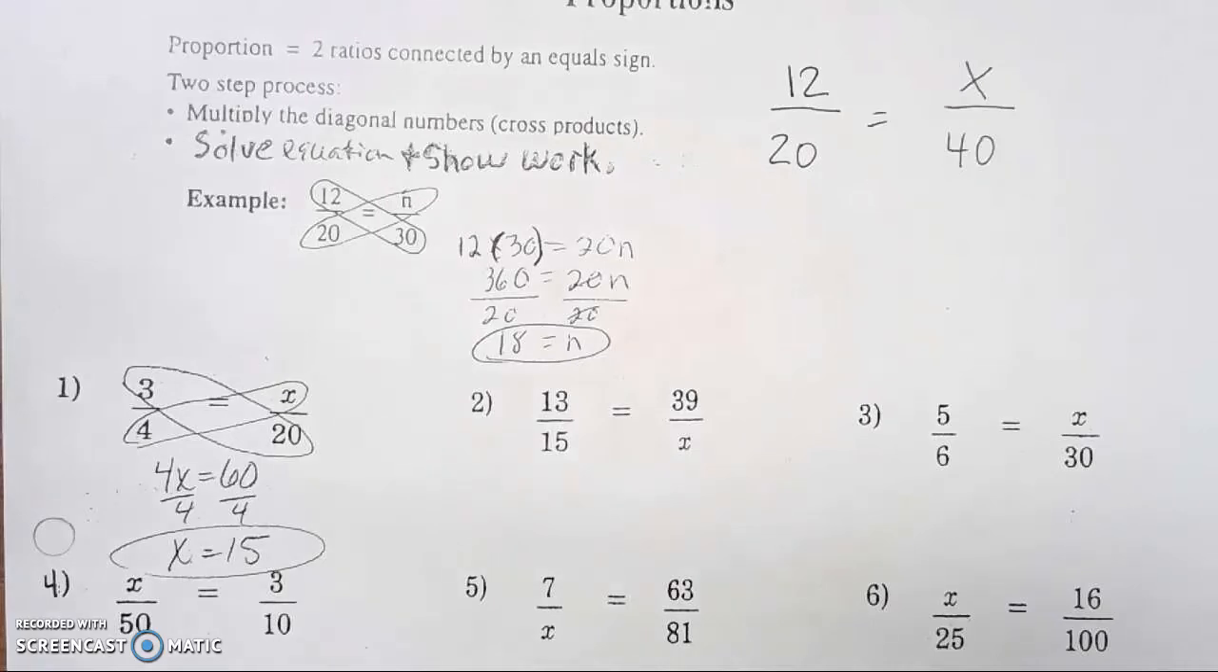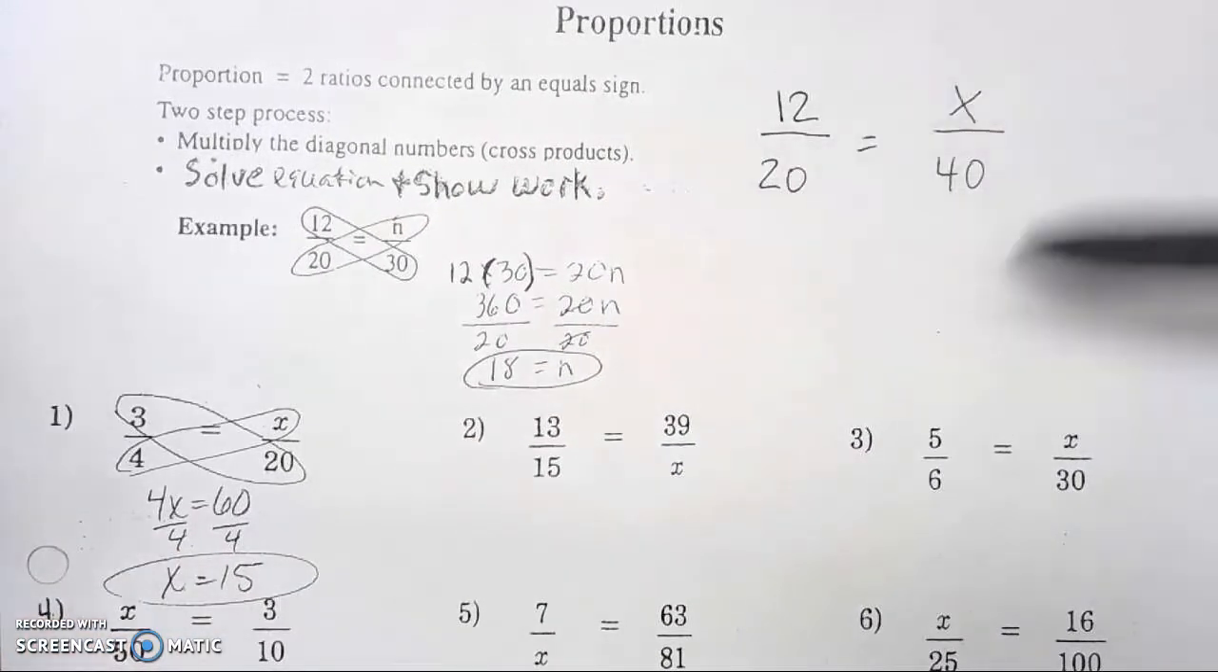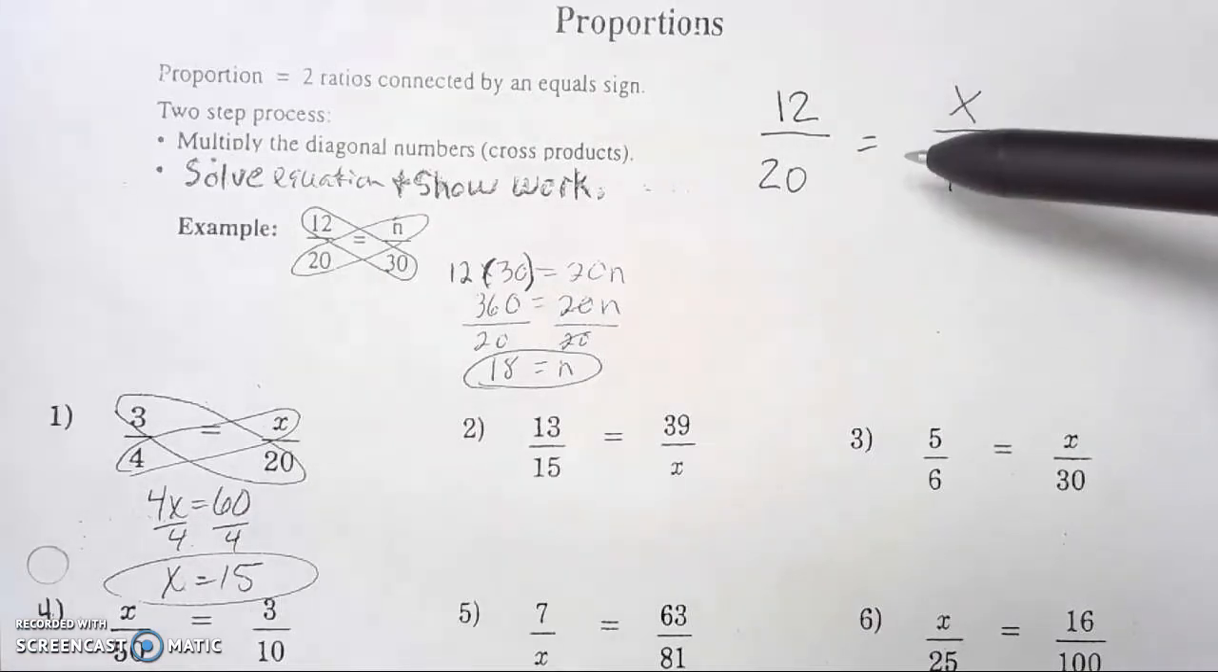Hi guys, so today we will be talking about proportions, okay? So a proportion is when two ratios are connected by an equal sign and they will be equivalent to one another. So everybody look at this example over here. This is not on your paper, so if you guys would like to write this down, that would be awesome.